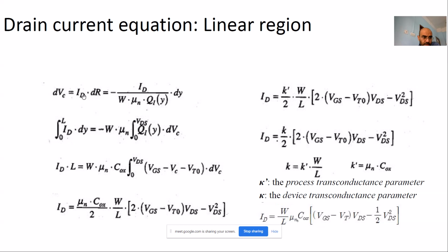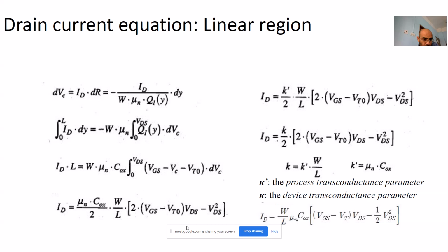So ID will be, just rewrite the equation: ID dy here, integrated from 0 to L. So dy is changing from 0 to L, whereas simultaneously the channel voltage at y equal to 0 is 0, whereas at L the voltage becomes VDS. That is why these limits are taken, and once you integrate and solve this, you get the final equation.